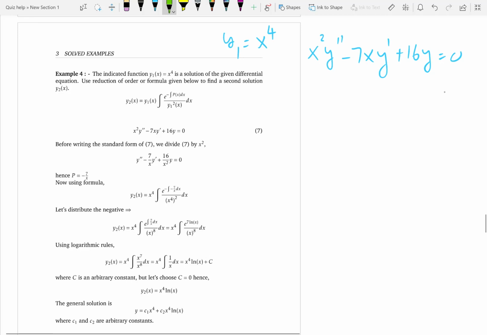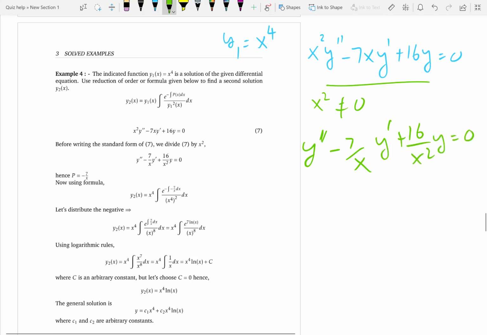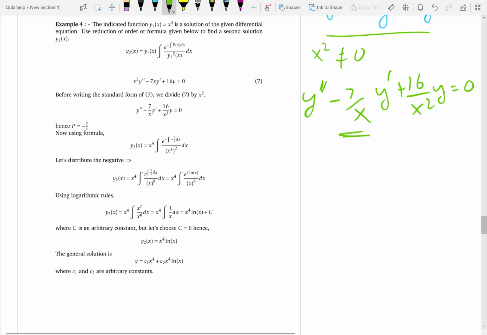So let's divide the whole equation by x squared, assuming x squared is not 0, because you can't divide by 0. Y double prime minus, if you divide by x squared, 7x over x squared, minus 7 over x, right, y prime plus 16 over x squared, y is equal to 0. Alright, so p here is negative 7 over x. So that is p. Good.